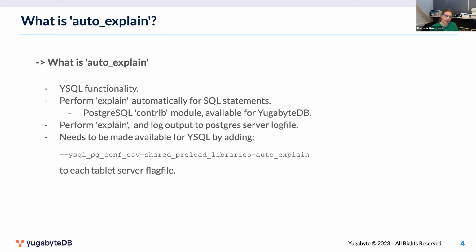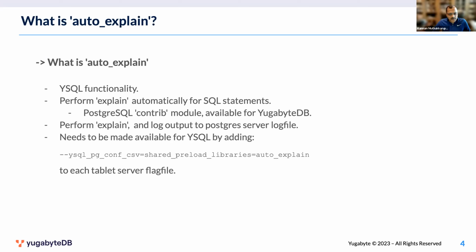When it performs the explain, it logs the output to the Postgres server log file. So in the Postgres situation, that is the Postgres server log file. In the case of YSQL, it's also the Postgres server log file, but then of the specific Postgres instance that you have logged on to, and it shows that. Got it. So every node in the cluster has a Postgres log file for statements that it's handling, and it'll be in the corresponding log file.